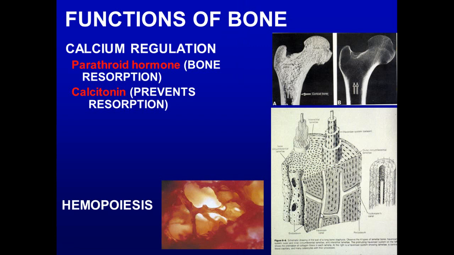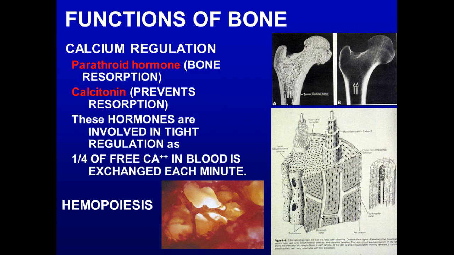The parathyroid hormone causes bone resorption. Calcitonin prevents resorption from occurring. These hormones tightly regulate the amount of calcium. One quarter of free calcium in the blood is exchanged every minute.